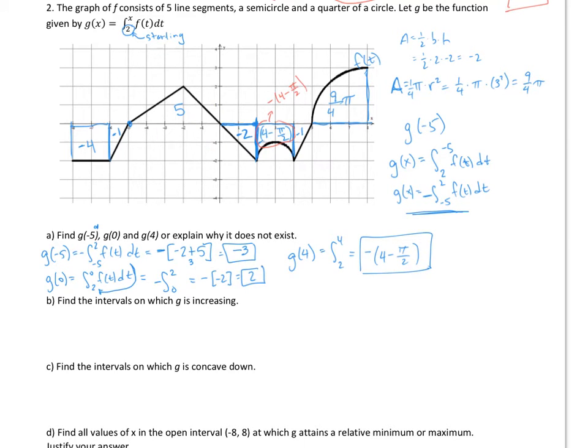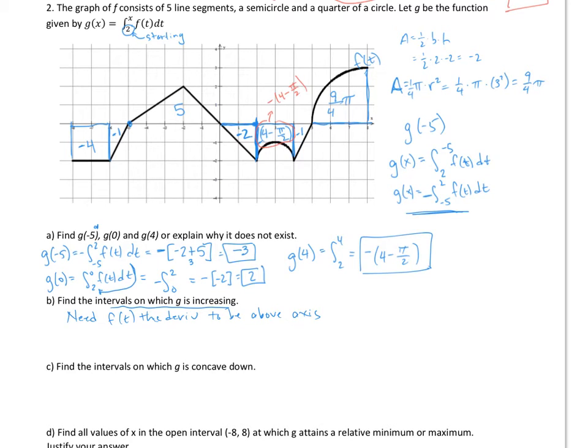Okay, so let's just go ahead and move on to part B, and it says find the intervals on which g is increasing. Well, for it to be increasing, I need f of t, which is the derivative of it, to be above the axes. Because what I'm looking for is the positive slopes, and these are the slopes. This is the graph of the derivative, which are the slopes in this case. So I'm looking for it to be above the axes.